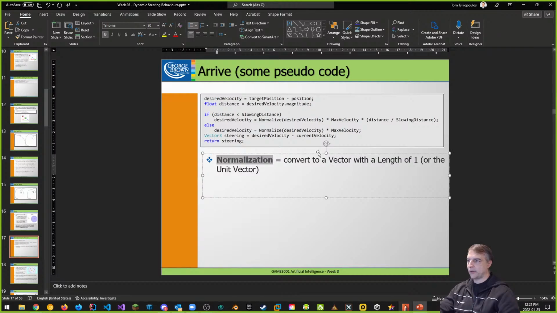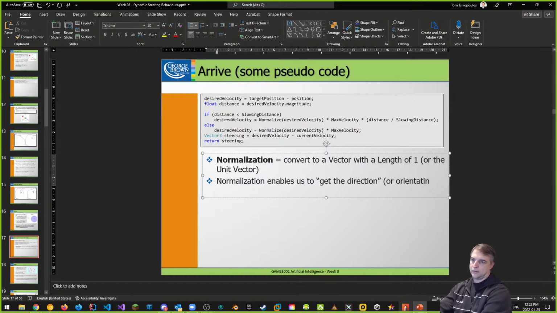Whenever we normalize, if we have a total path, the total length, because if I take one vector and subtract it from another one, I'm not going to get a normalized direction. That's why we want to do this. When we do target position minus position, we get the whole thing, the whole magnitude. Normalization allows us to get the direction, or orientation, of our target.